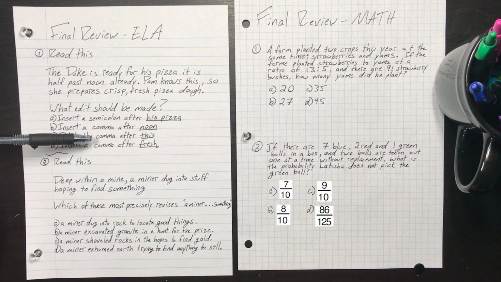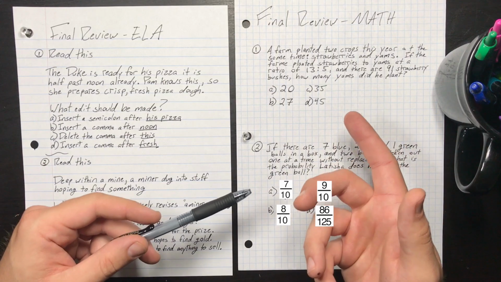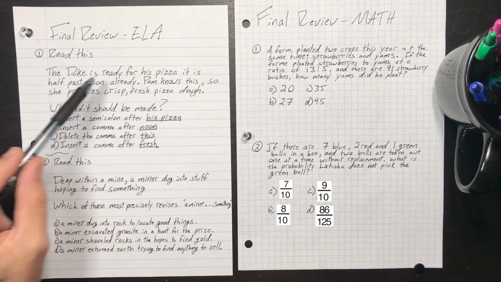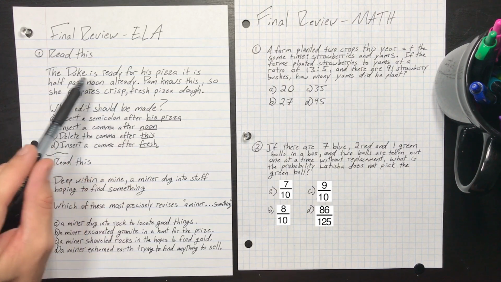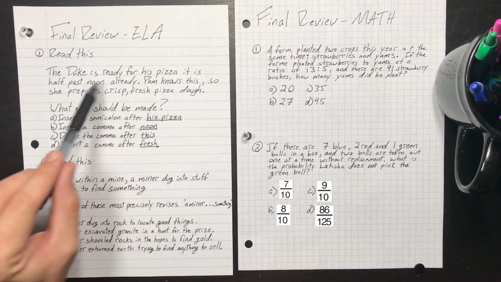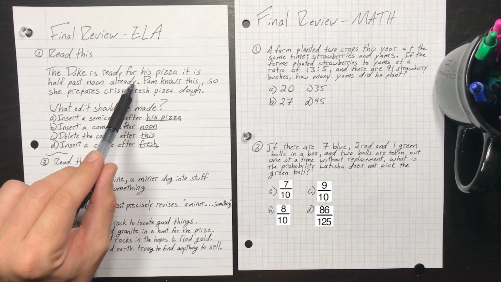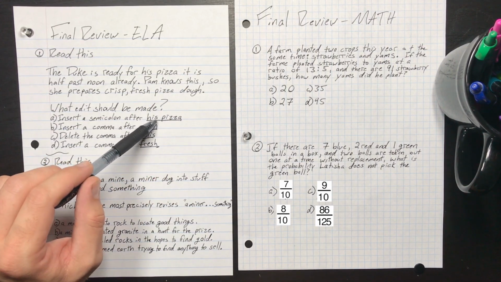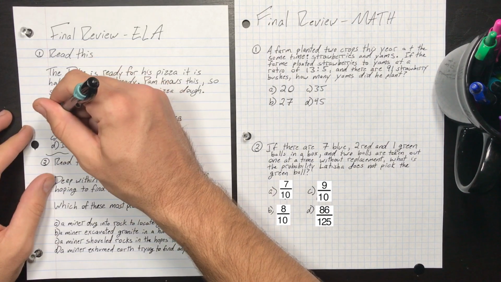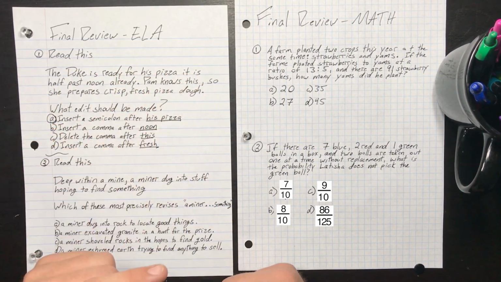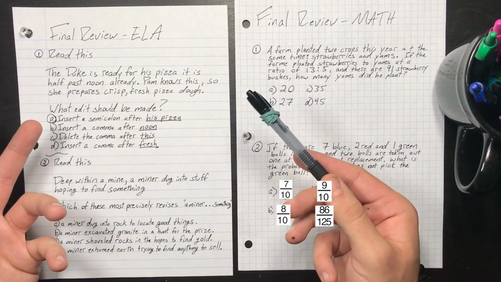Notice all of these are commas and semicolons. So what are we going to be dealing with? Sentence structure, independent and dependent, right? And maybe some comma rules as well. So the Duke is ready for his pizza. It is noon already. That is an independent. The Duke is ready for his pizza. It is noon already is also independent. So we need something to separate them. Insert a semicolon after his pizza. We need something to separate those two independent sentences. Otherwise, that's what is called a run-on.